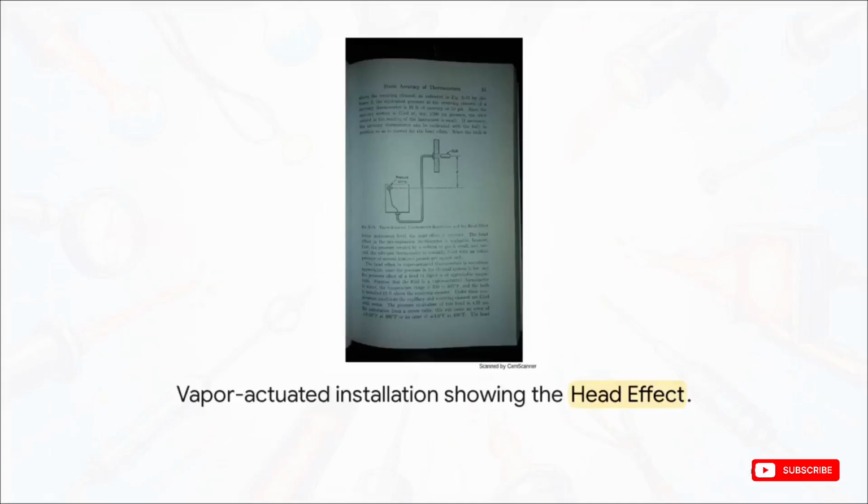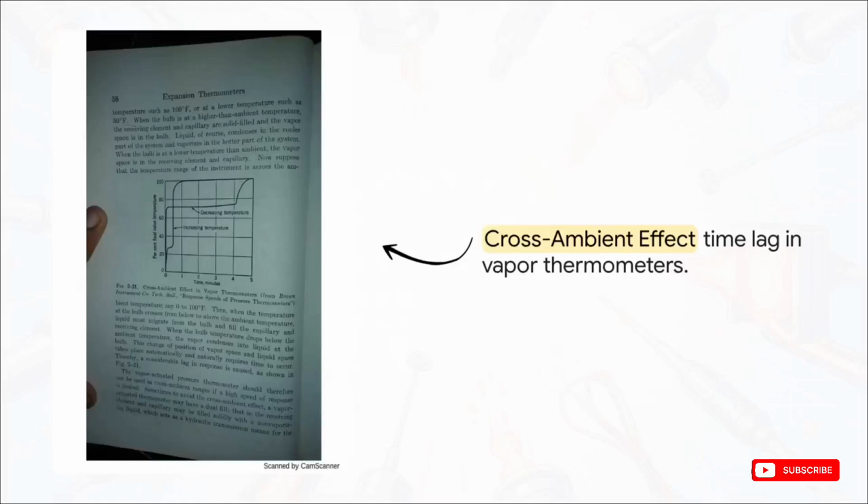The capillary tube connecting them is totally full of liquid. Well, that tall column of liquid creates its own hydrostatic pressure, physically pushing down on the receiving spring just because of gravity. If you don't calibrate the instrument to account for this specific elevation difference, your temperature reading is going to be artificially high. And this brilliantly illustrates our next challenge, the cross-ambient effect in vapor thermometers.